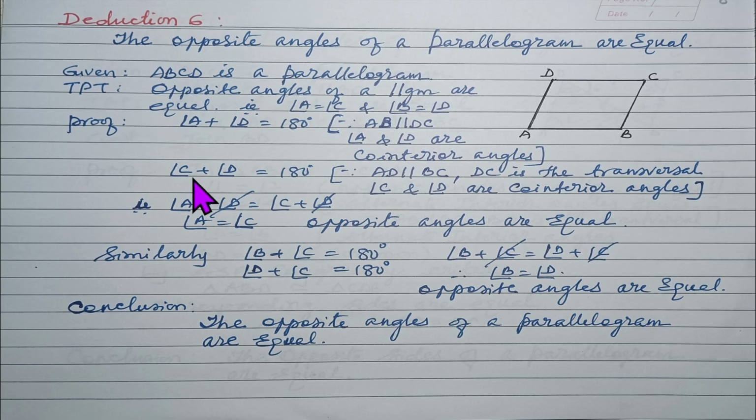Now we have angle A plus angle D is 180, angle C plus angle D is 180. Therefore angle A plus angle D is equal to angle C plus angle D, and angle D and angle D cancel. Therefore we have proved that angle A is equal to angle C.